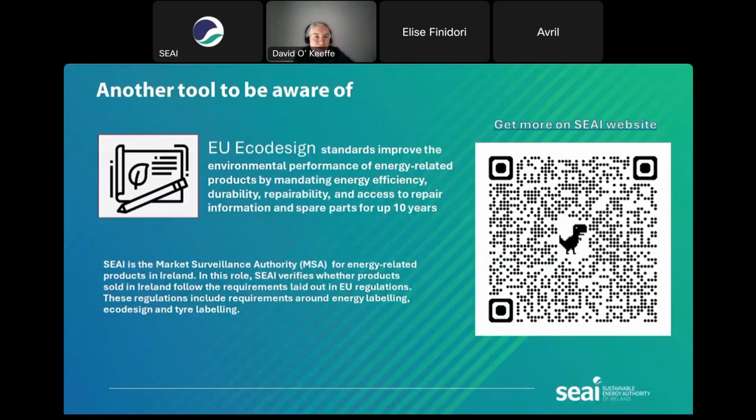Finally, what I just draw your attention to is something else that you can use to help your purchases on a general basis. It's EU Eco Design Standards, and they're there to improve the environmental performance of energy-related products. And they're things we look at as a market surveillance, where we look at the energy efficiency, the durability, and the repairability of products.